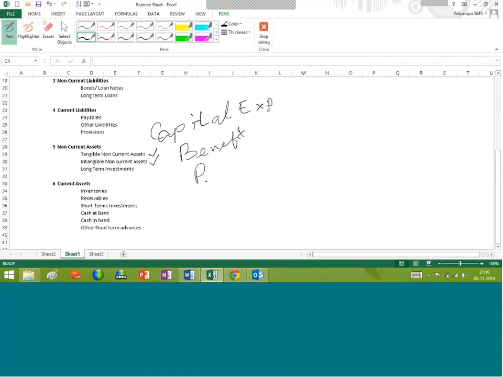So, any expenditure which is resulting in a long-term benefit to the business enterprise can be referred to as capital expenditure. The main feature of the expenditure is that it is going to result in a benefit to the business enterprise. Now, when we talk about the expenditure, it has one more very, very important feature, other than the feature I have told you just now.